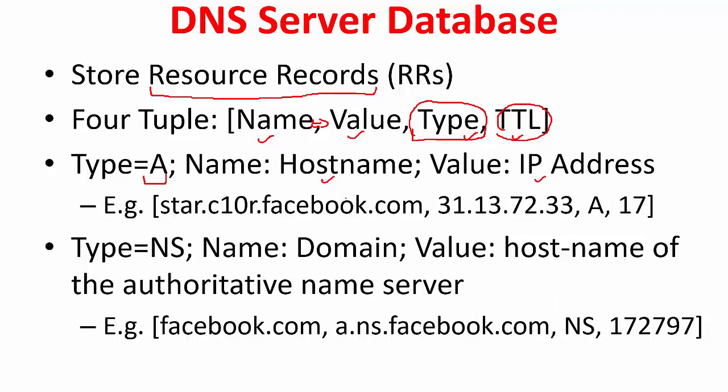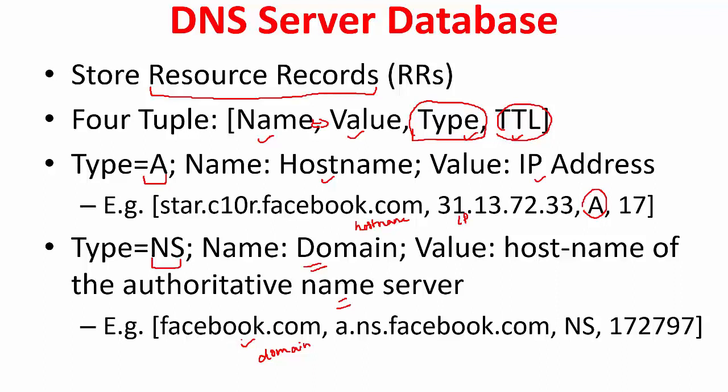So for example, this is a type A record, which is saying this host name maps to this particular IP address. The type can be NS, in which case the name is a domain and the value is the authoritative name server that is serving that particular domain. What this means is, you have facebook.com, this is a domain. Don't confuse it with www.facebook.com, because www.facebook.com is a host name. It is not a domain. It is some machine within that particular domain, which is typically the web server.